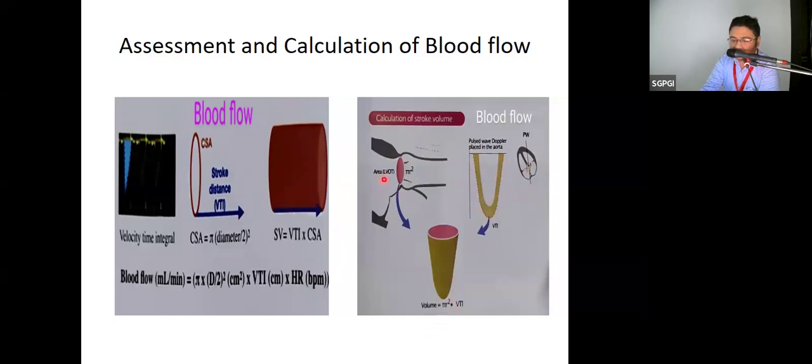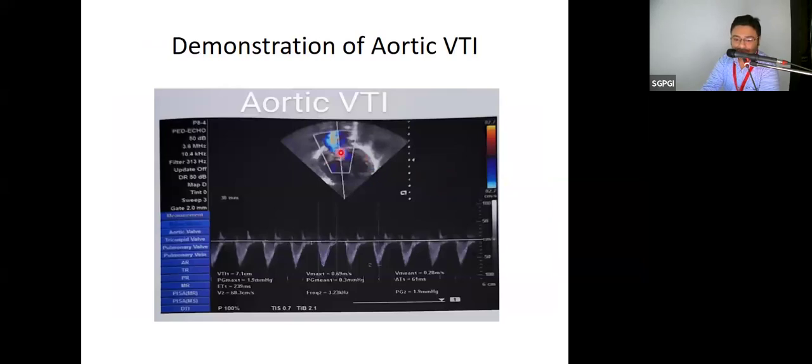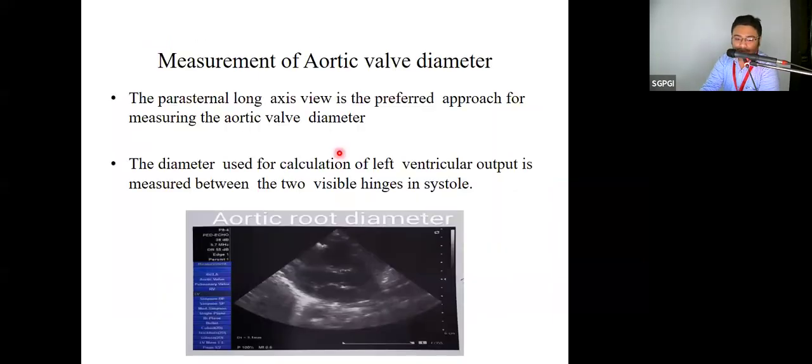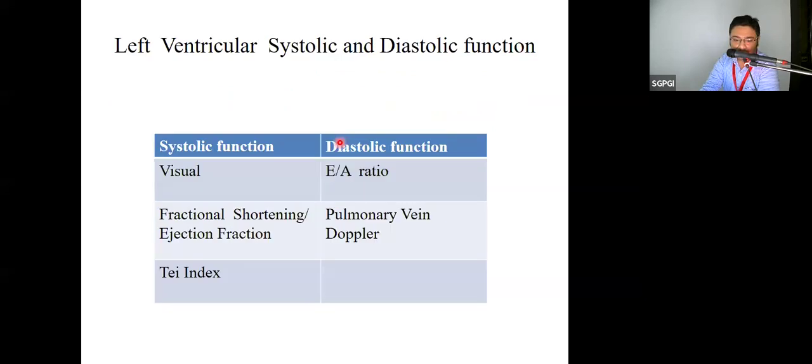So volume will be area into this measurement, which is VTI. This is the VTI, as you can see here, aortic VTI. This is the four chamber view. Okay, so this is the LA, this is the LV, this is the RV, and this is the RA. So here, this is the five chamber view where we are putting the pulse Doppler. So the parasternal long axis view is basically the preferred approach for taking the aortic valve diameter.